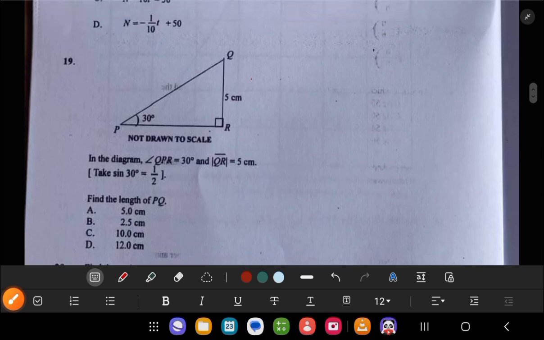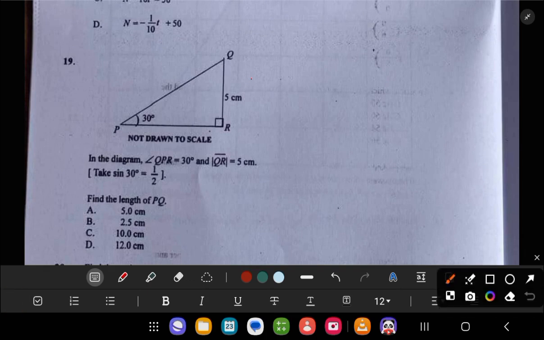Okay, so question 19. We have a trigonometry question here. In the diagram, QPR is 30 degrees and QR is 5 centimeters. Find the length of PQ. So we are supposed to find the hypotenuse. And with this, we can use trigonometry because there's an angle.